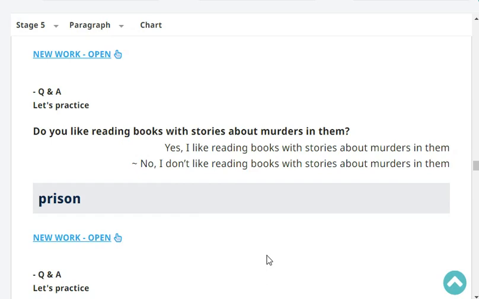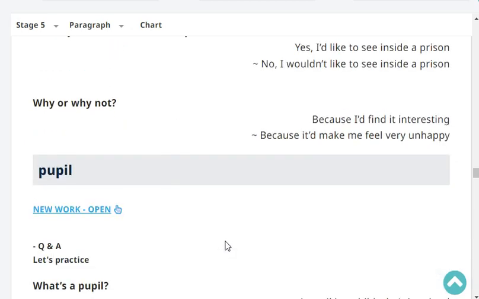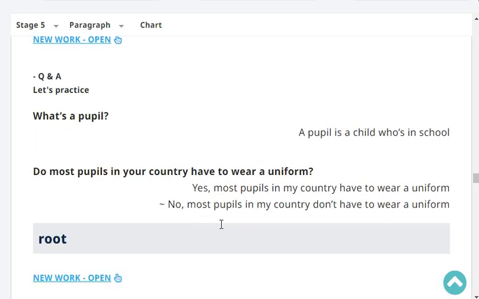I don't like reading books with stories about murders in them. Very good. Would you like to see inside a prison? Yes or no? No, I wouldn't like to see inside a prison. Why not? Because it makes me feel very unhappy. Very good.